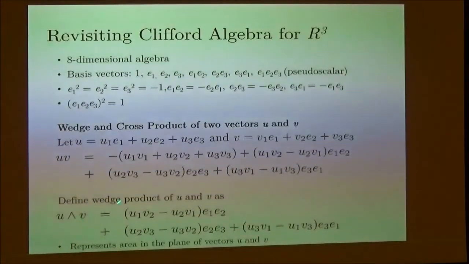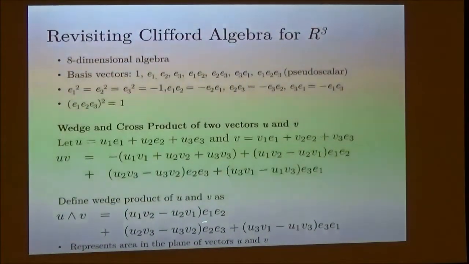There's a relationship between the wedge product and the cross product, and some of you have probably already noticed that these terms over here, which are the coefficients of the bivectors, are the same terms that you get when you do a cross product of two vectors, right? So this defines a wedge product between vector u and v. And this represents an area, actually, in the plane of u and v. So if you're thinking about the geometric interpretation of a linear combination of these bivectors, it basically represents a plane spanned by the vectors u and v.